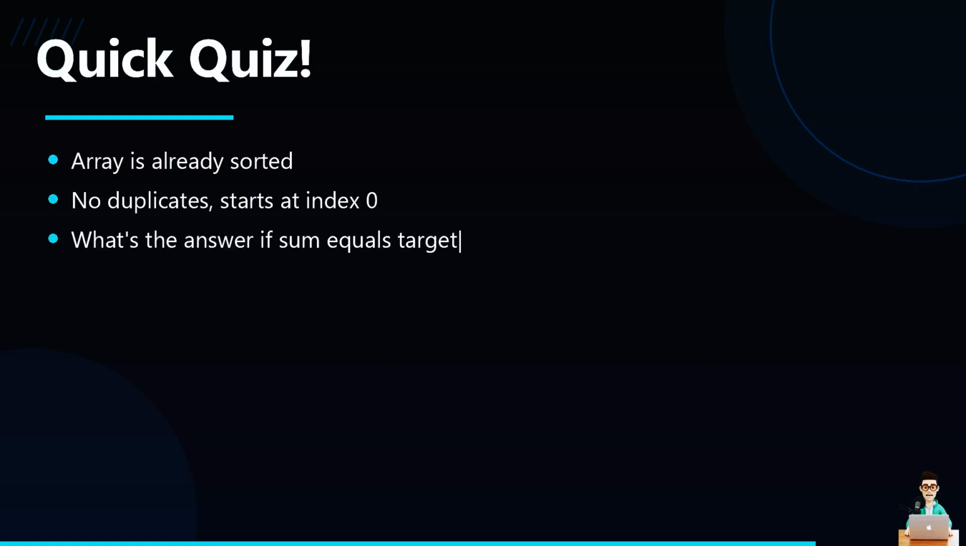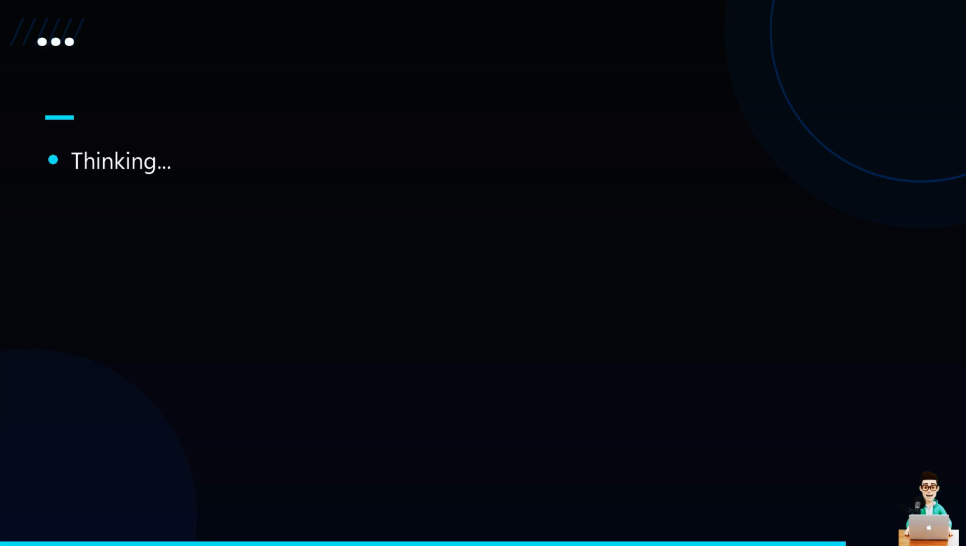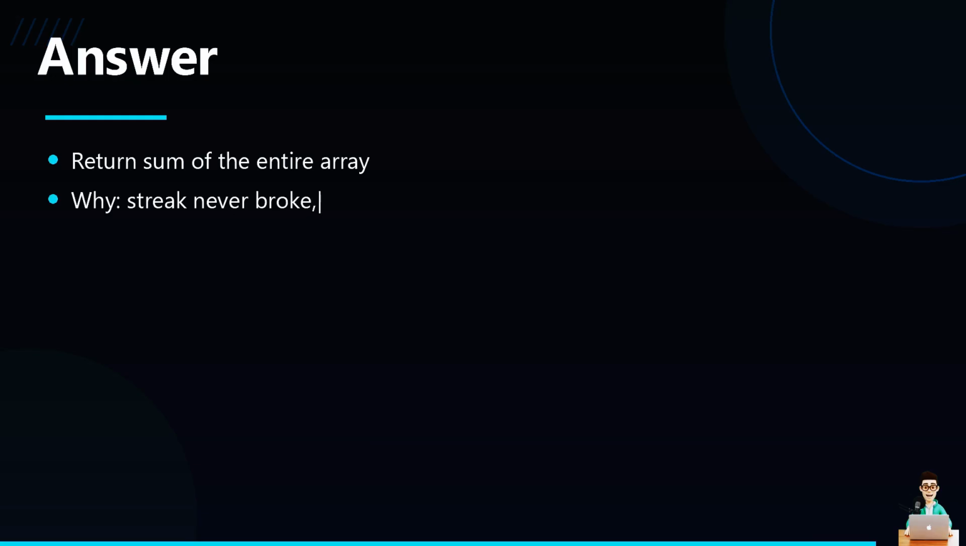Quick one for you. If the array is sorted, no dupes, and the running sum never breaks the streak, what do you return? Pause and think it through. Take a second before I give it away. You return the total sum of the array. The streak held all the way through, so the sum itself is the smallest missing integer.